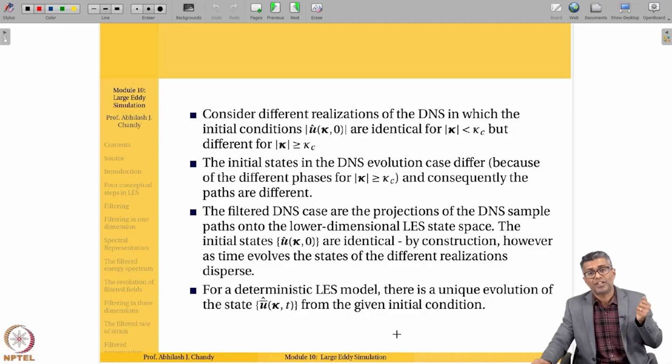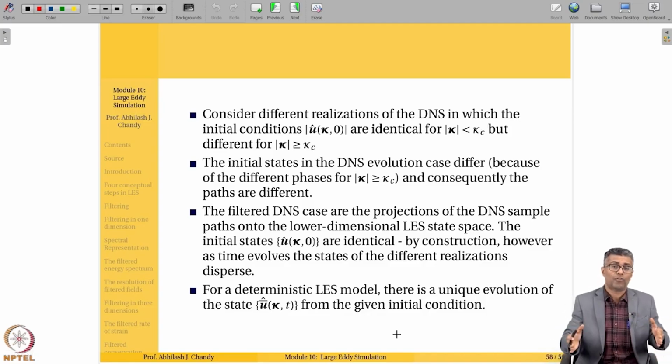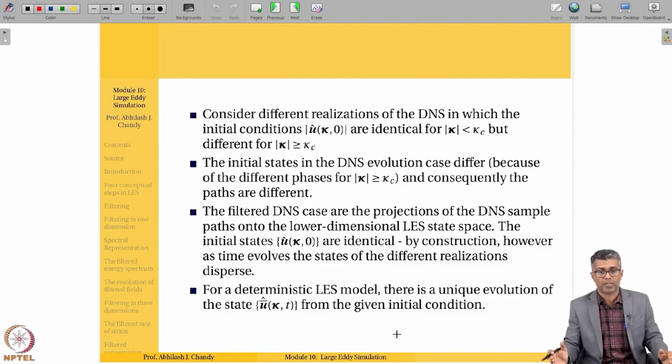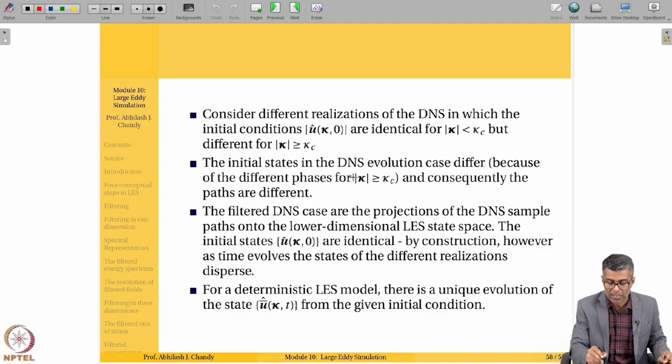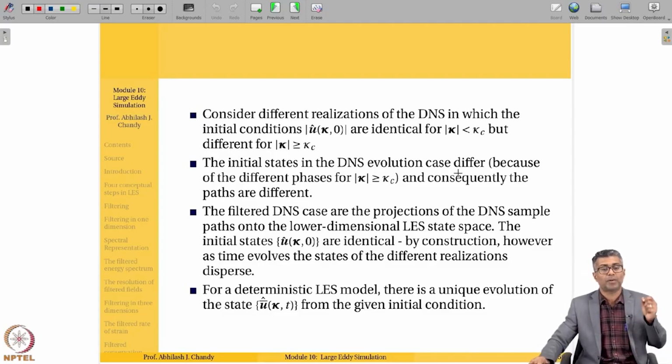So if you consider different realizations in which the initial conditions are identical for kappa less than kappa c but different for kappa greater than kappa c, then the initial states in the DNS evolution differ because of the different phases, and consequently their paths are different.